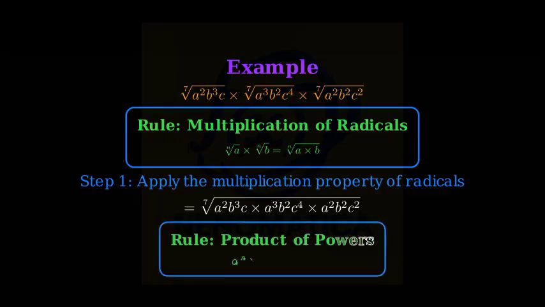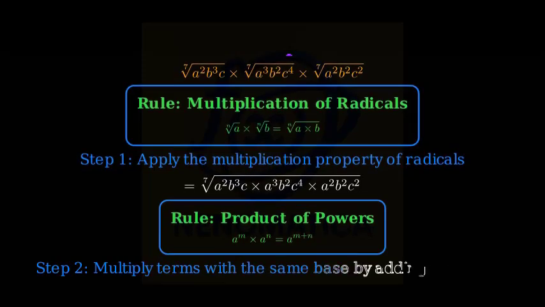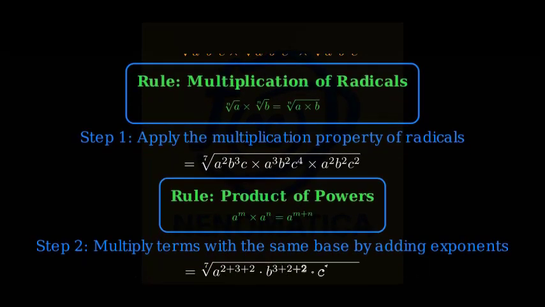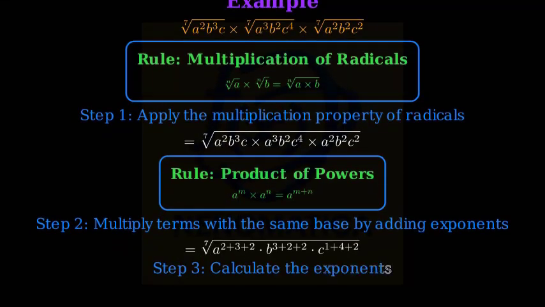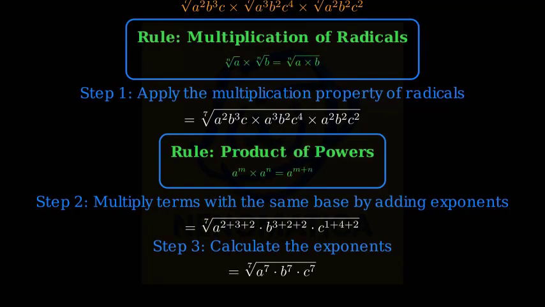When we multiply expressions with the same base, we add the exponents. Now we can simplify by calculating these exponents. A to the 2 plus 3 plus 2 equals a to the 7th. B to the 3 plus 2 plus 2 equals b to the 7th. C to the 1 plus 4 plus 2 equals c to the 7th.